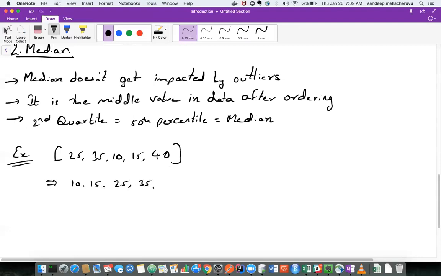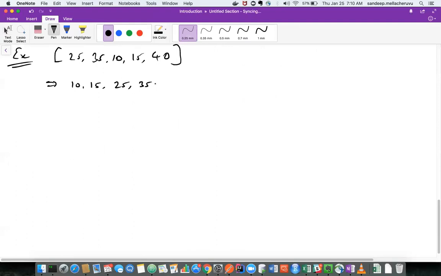25, 35, 40. Okay, 25 is the median. 10, 15, 25, 35, 40, right? Yes, only. Now what is the median? 25. Okay. So this is how you can find the median.